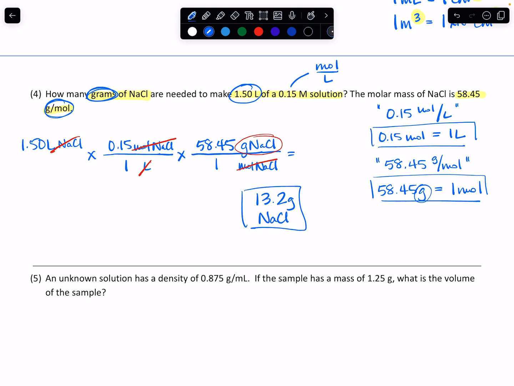Now, could we have done this algebraically? Sure. If we knew the formula for molarity was moles per liter, or n over V, we could have solved for n and then used the molar mass to find the grams. But this is one way to do it, which is very clean and very straightforward. All right, one more.